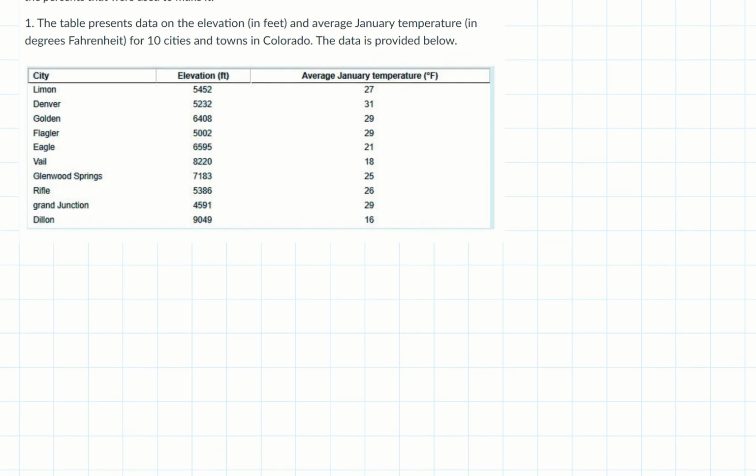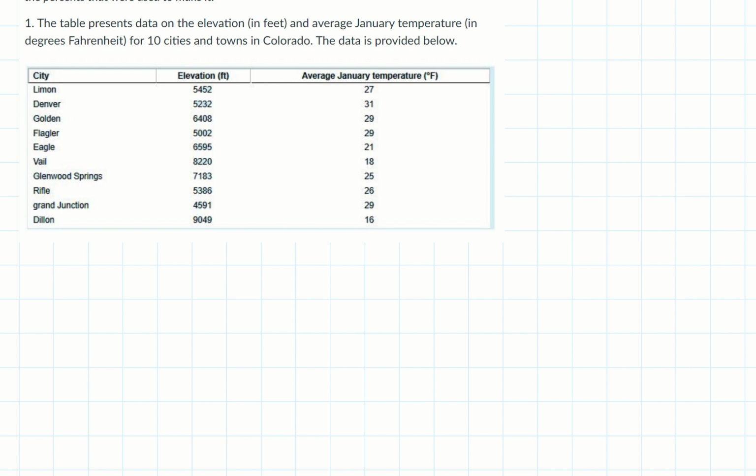So the table presents data on the elevation in feet and average January temperature in degrees Fahrenheit for 10 cities and towns in Colorado. Data is provided below. So you look at this data. You have elevation in feet. So these are numbers, elevation. And then you have average January temperature.